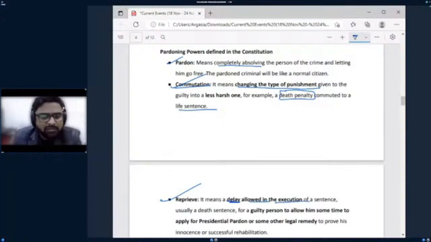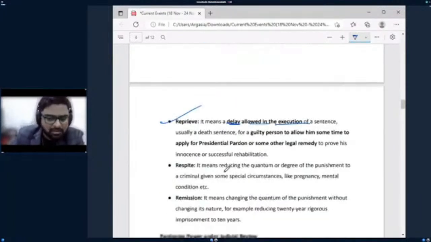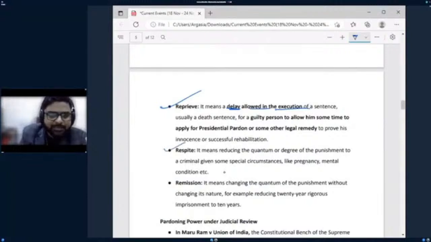For example, you are given the death penalty and you are pregnant, or you got pregnant in between, or whatever may be the case. In that case, the governor or anyone gives a reprieve. We will delay this for some time until the delivery comes, or maybe you are too ill, so we cannot do it now. Okay.